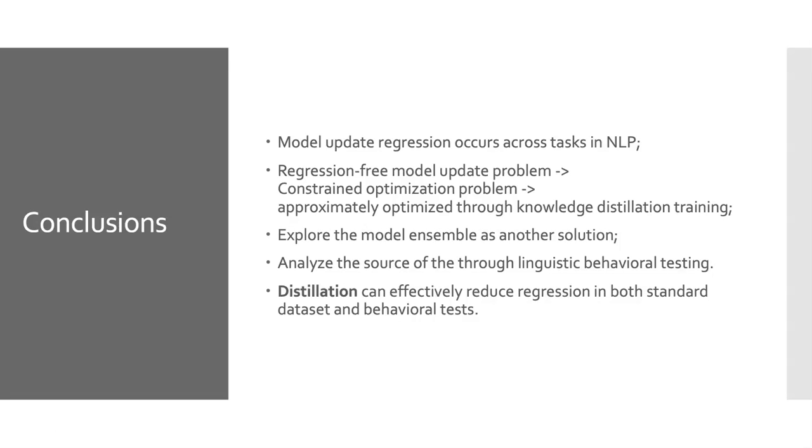We formulate the regression-free model update into a constraint optimization problem and further reduce it into a relaxed form, which can be approximately optimized through knowledge distillation training. We also explore the model ensemble as another solution. We analyze the source of regression through linguistic behavior testing, and we find that distillation can effectively reduce regression in both standard datasets and behavior tests.